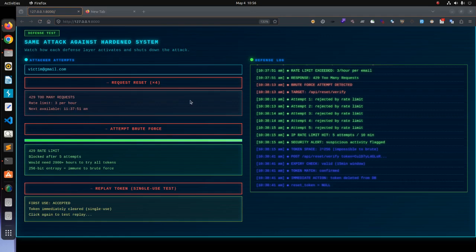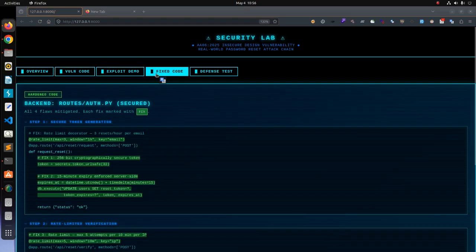So how do we actually fix insecure design? Let's look at the code. First is a cryptographically secure token. That is one line: the secrets module instead of random. Now we have 256 bits of entropy instead of 4 digits. Brute force becomes impossible.